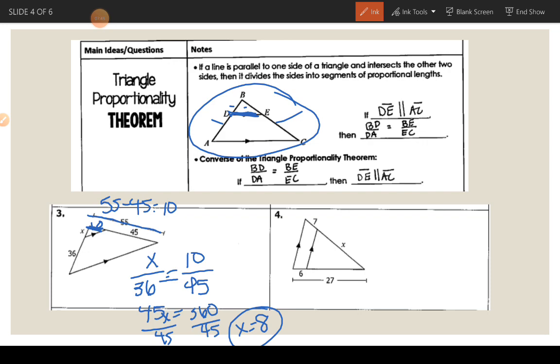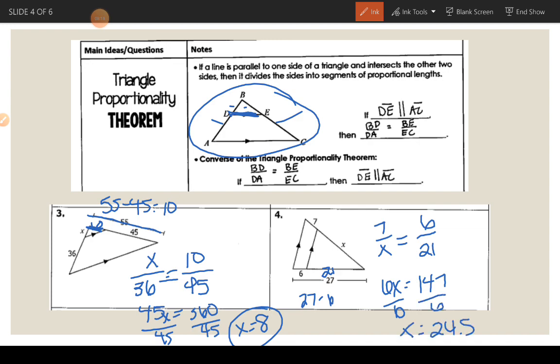Okay, same thing here. Left over right. Let's just do 7 over x is equal to left over right. Well, my left is 6. I don't have my right, so I got to take that 27 and subtract 6. So I get 21. So I get 6x equals 147. Divide everything by 6. I get x is equal to 24.5.